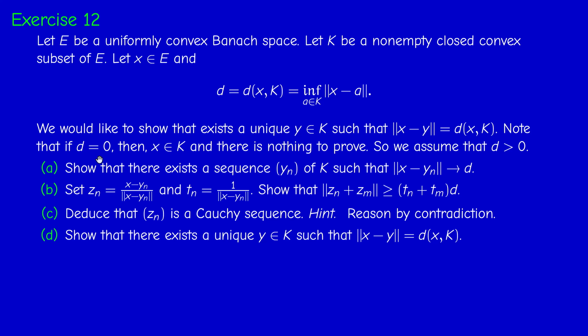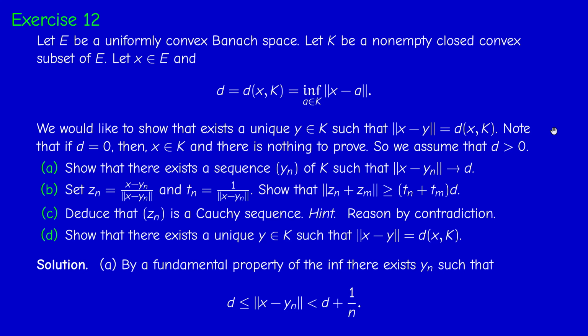For this, we follow a plan. In the first step, we have to show that there exists a sequence Yn in K whose distance to X converges to the infimum. Then we introduce a sequence Zn in the unit sphere, which is just (X minus Yn) over its norm, and 1 over the norm of X minus Yn, we call it Tn. So it's a positive real number. We have to show that the norm of Zn plus Zm is bigger or equal than (Tn plus Tm) times the infimum. We have to deduce from this that Zn is a Cauchy sequence, and then use completeness to find an element Y solving this problem.